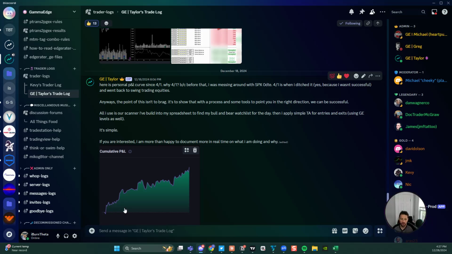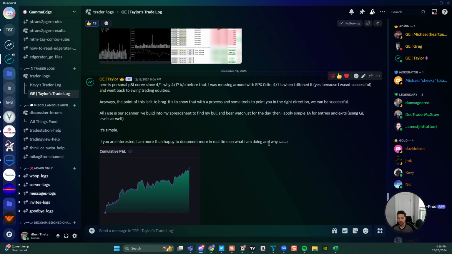So that's what I went back to, applying GammaEdge into that system. Obviously, the results speak for themselves. It's working for me. So I just wanted to quickly show you what I do. It is very simple. There is the GammaEdge, just making sure options market are in line, and then the technicals, just making sure trend is either higher or lower.